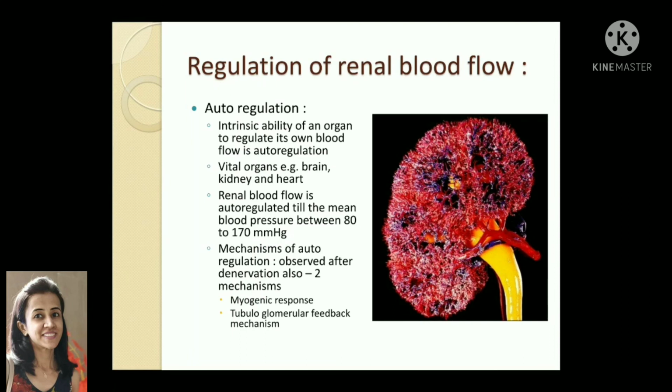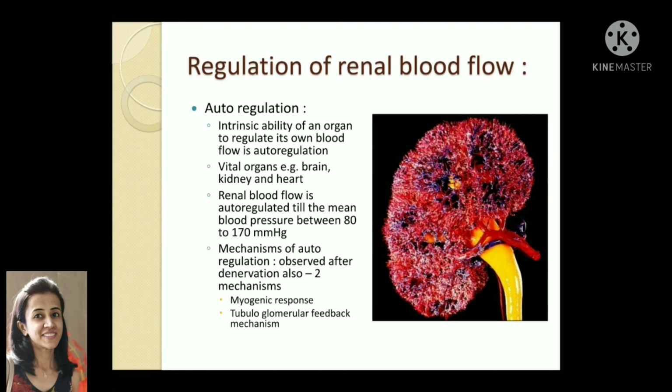Renal blood flow is autoregulated as long as the mean blood pressure is between 80 to 170 mm of mercury. Mechanism of autoregulation: autoregulation is observed after denervation. There are two mechanisms, one is the myogenic response and second is the tubuloglomerular feedback mechanism. Myogenic response. What happens here?